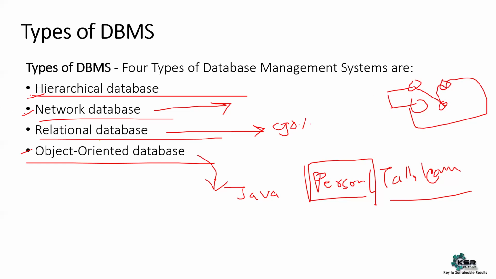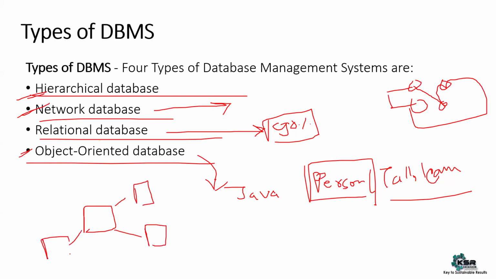So do not go in depth of network, hierarchical, or object-oriented. 90% of the time, or almost every time as a data analyst, we would be using relational database. And in a relational database, as I've said, there is one central table which is further connected to multiple dimension tables. That is nothing but your relational database management system. This is how the relational database management system looks like.